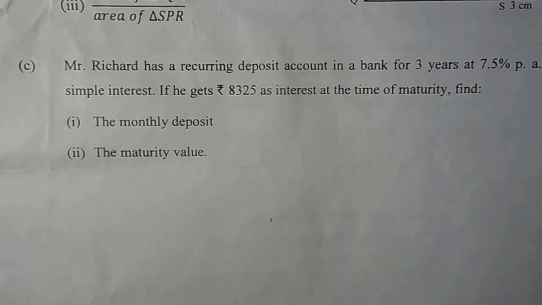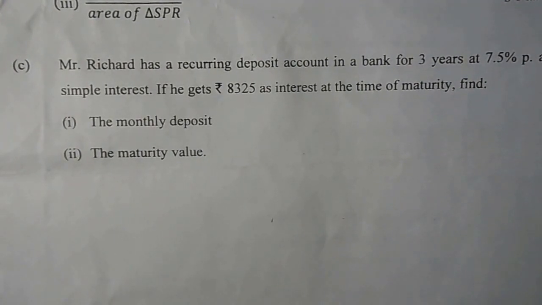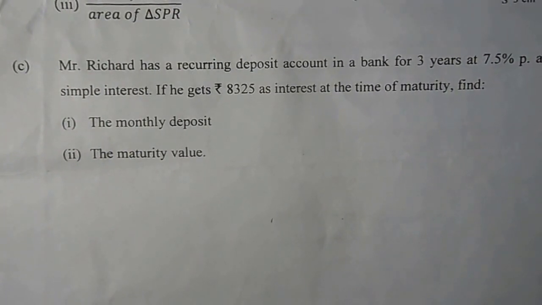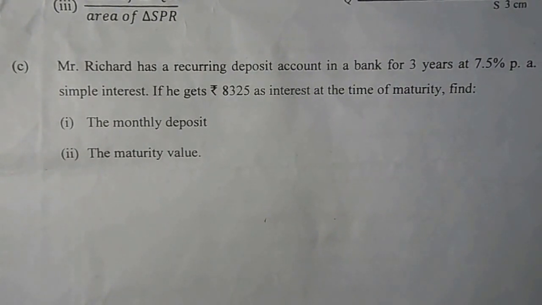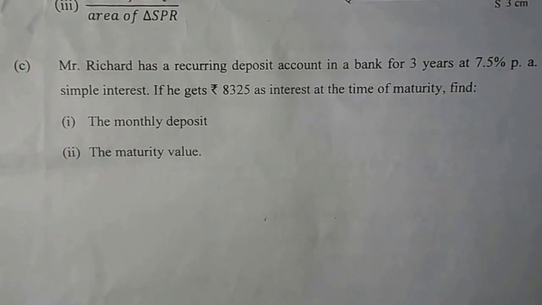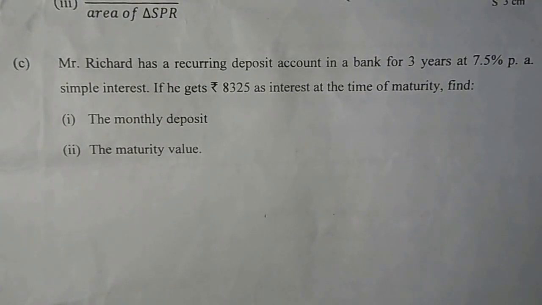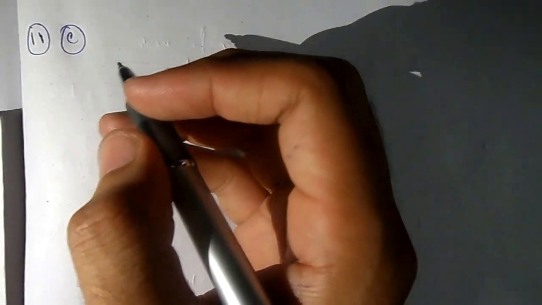The final question of this question paper, question number 11C. Mr. Richard has a recurring deposit account in a bank for 3 years at 7.5% per annum, simple interest. If he gets rupees 8325 as interest at the time of maturity, find number 1 the monthly deposit and number 2 the maturity value. Easy question from recurring deposit account. So let's start. So let's write the details first.